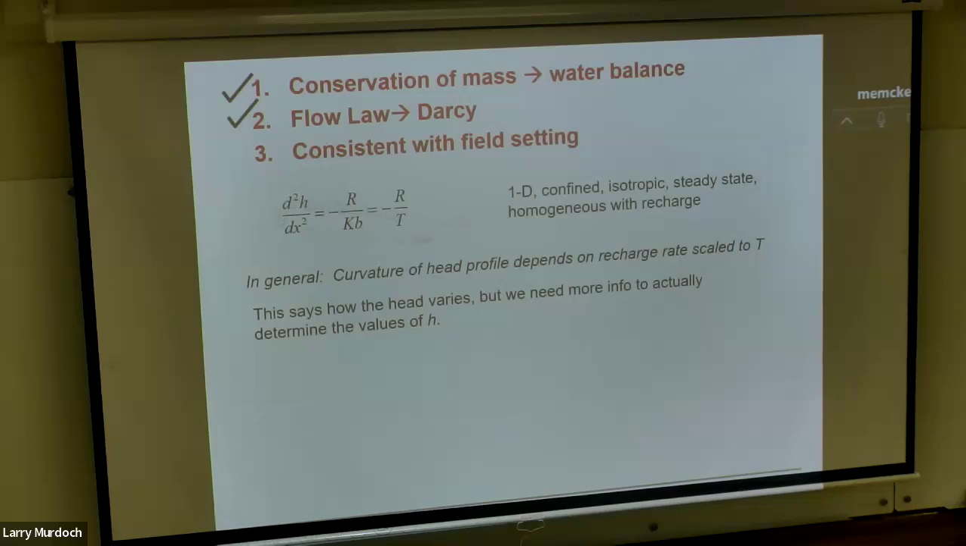The problem that we looked at at the beginning of the class last time was 1D. It was confined, isotropic, steady state, homogeneous with recharge. So this is the governing equation for that problem. This will ensure that conservation of mass is obeyed and the flow law, Darcy's law, is obeyed. But the other thing we said we wanted to do is have it be consistent with the field setting, with that conceptual model. So we need to include that.